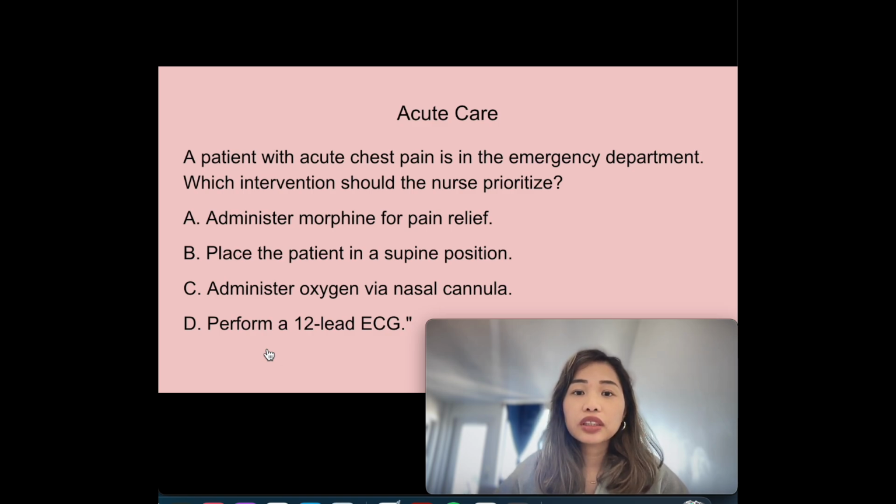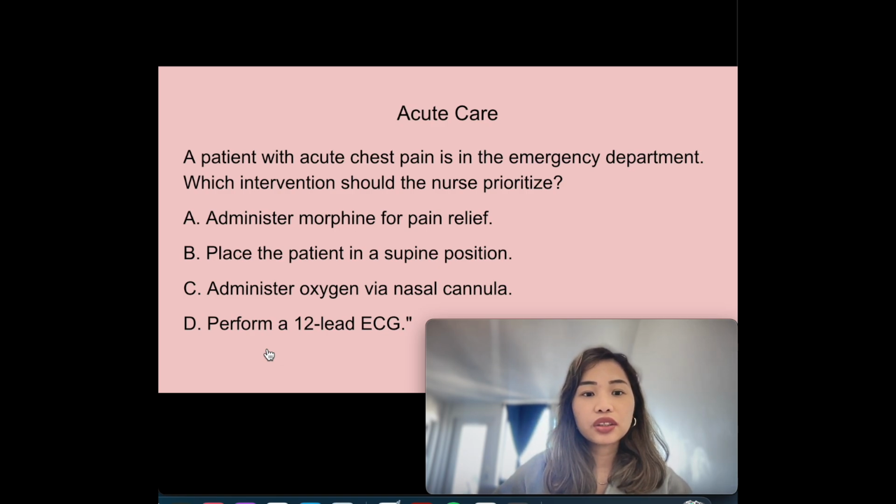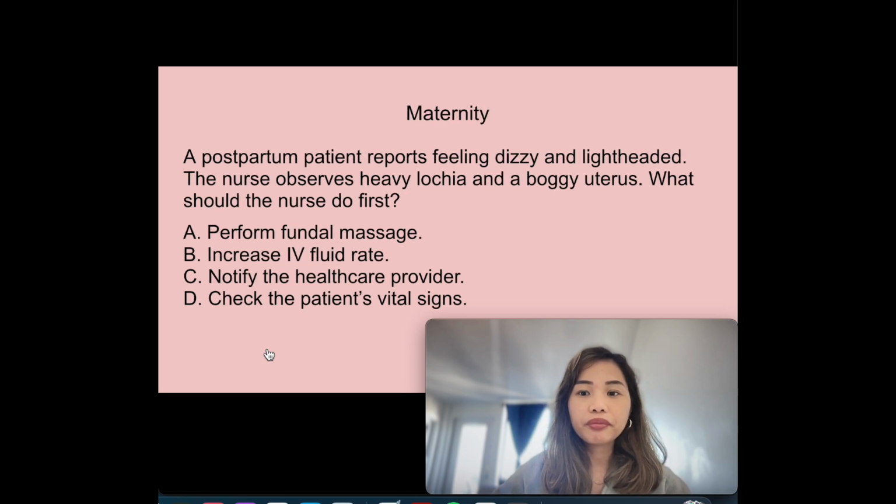And then if a patient is having difficulty breathing, then you can administer oxygen via nasal cannula for comfort. You can even give 1 to 2 liters. So letter C is correct as well, but that is not the priority. All right. Okay, now let's go to the next question.